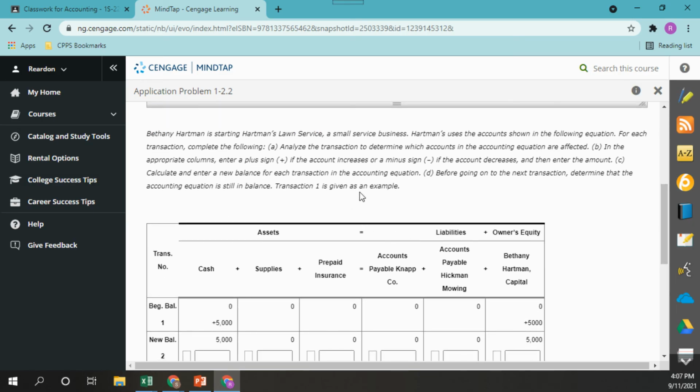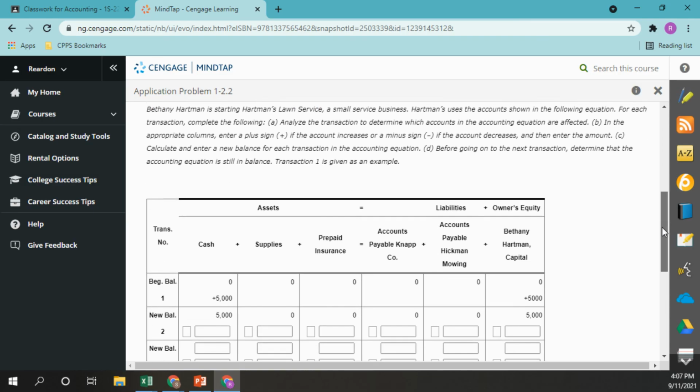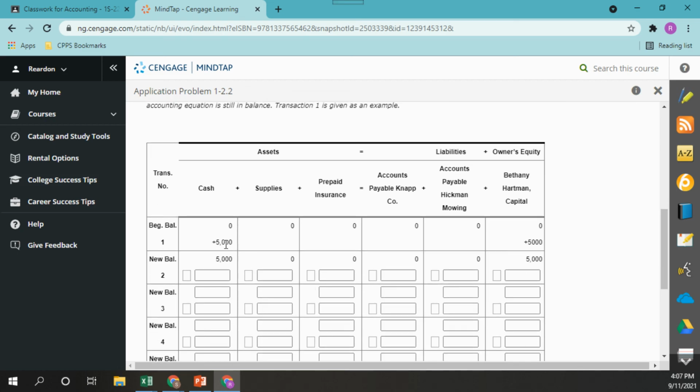So it says receive cash from owner as an investment. It says transaction one is given as an example. So we received $5,000 of cash on the asset side, the left side. We received $5,000 of equity, Bethany Hartman Capital. That is an account under owner's equity. Okay. When we're done, we rebalance. We now have $5,000 on the left side. We have $5,000 on the right side.